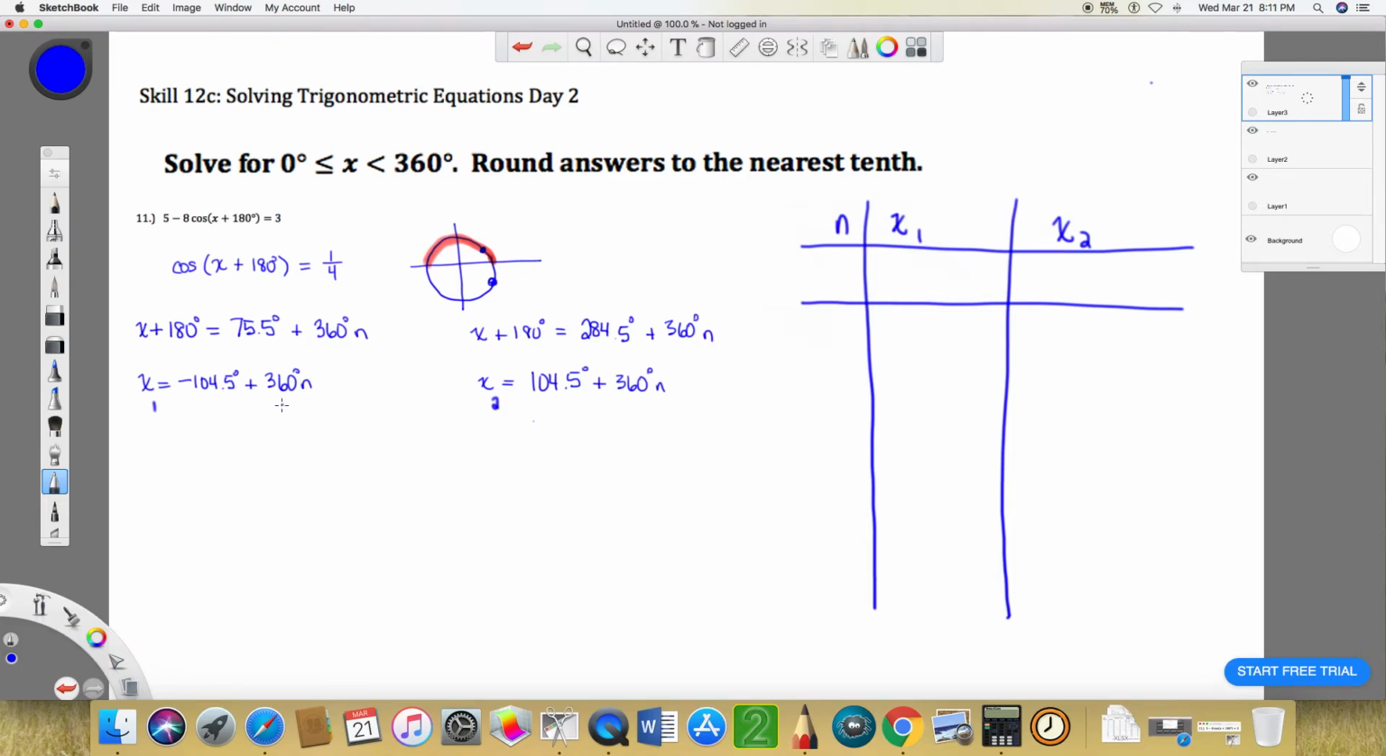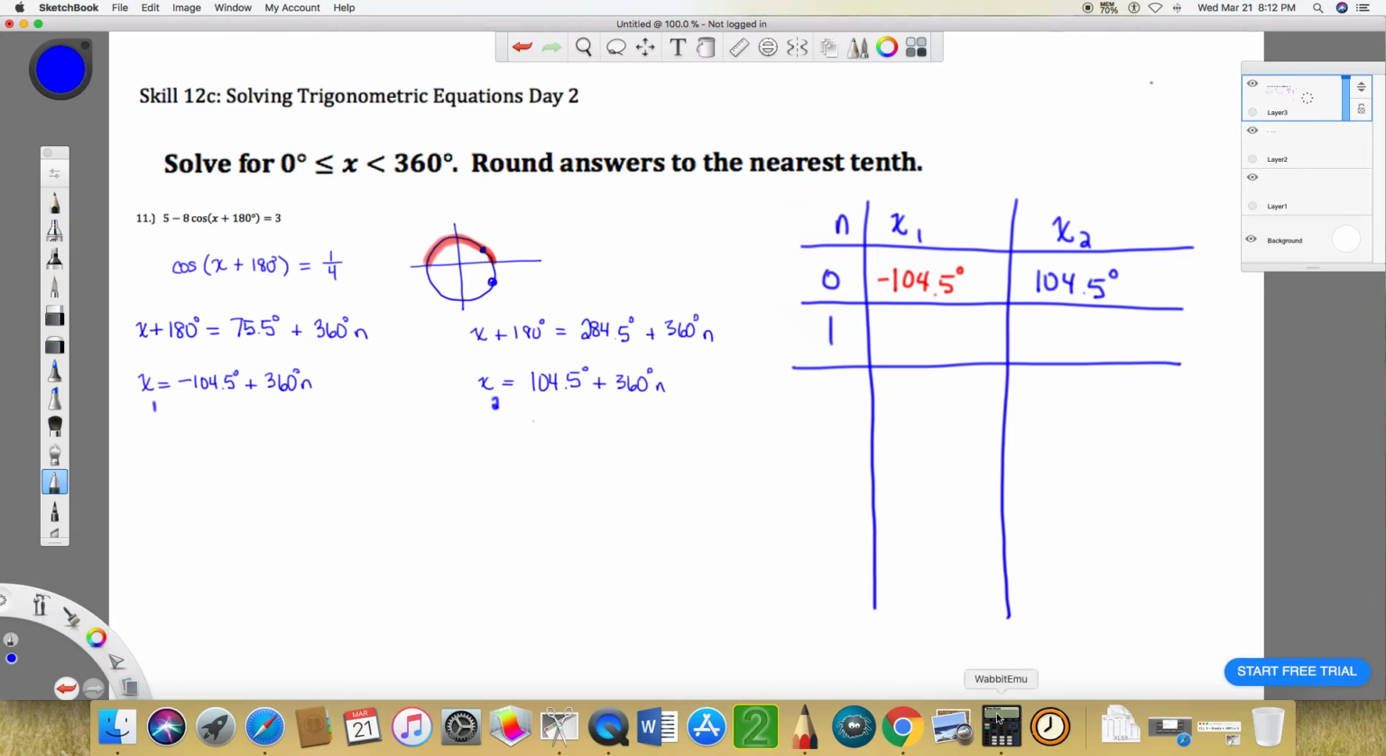All right, so if we let n be 0, well, we've got a problem with this first equation because we want our angle measures to be bigger than 0. So this negative 104.5 is a solution to the equation, unless we check it and find that we made a mistake. It's a solution to the equation, but it's not between 0 and 360. But this other one, if we have n be 0 here, this 104.5 is between 0 and 360. So that's going to be in our solution set.